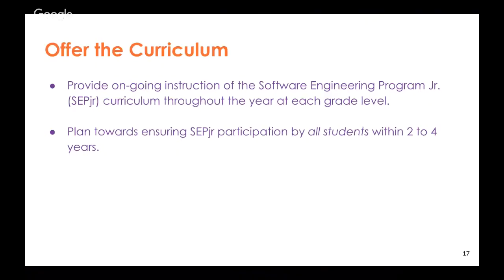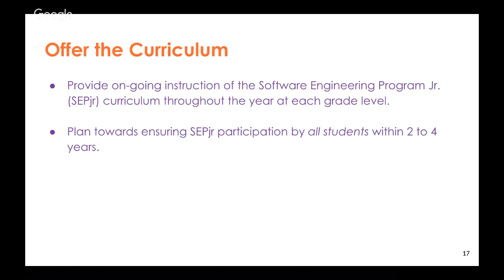So the first thing that we're looking for is that in participating with SEPjr, schools will provide ongoing instruction of the software engineering program curriculum throughout the year at each grade level. So again, this is not just one meaningful unit in K-2 and 3-5, but the expectation is in kindergarten, students will be exposed to computer science, first grade, second grade, third, fourth, and fifth. And we will be working with schools on how that looks and how to manage that and implement it year to year. The curriculum itself is being built out and reworked so it's more flexible for schools to make sure they're successful with this.